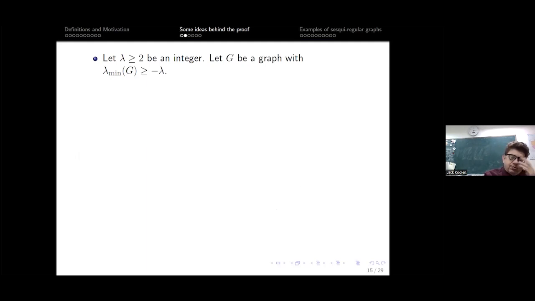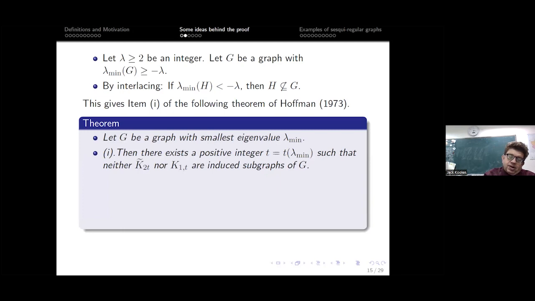So now I will look at some results of Hoffman. So we look at the graphs with smallest eigenvalue at least minus lambda. And by interlacing, if lambda min of H is less than minus lambda, then H cannot be an induced subgraph of G. This is by the interlacing theorem. So this gives the first item of the following theorem by Alan Hoffman in 1973. Let G be a graph with smallest eigenvalue lambda min. Then there exists a positive integer t, that only depends on lambda min, not on the graph G, such that neither K tilde 2t nor K_{1,t} are induced subgraphs. That follows because if t goes to infinity, the smallest eigenvalue goes to minus infinity.